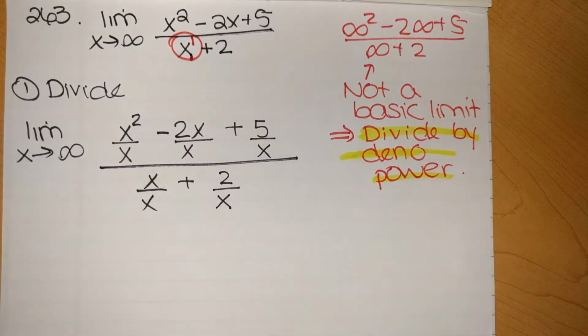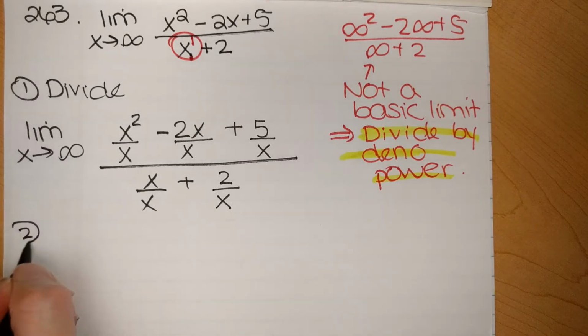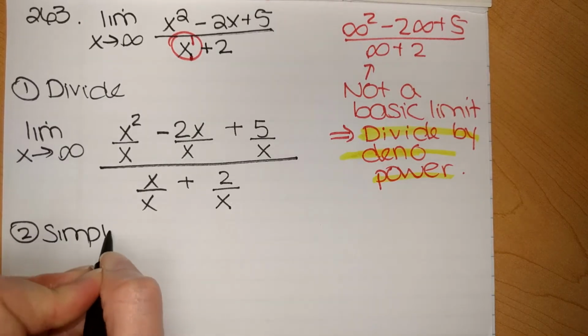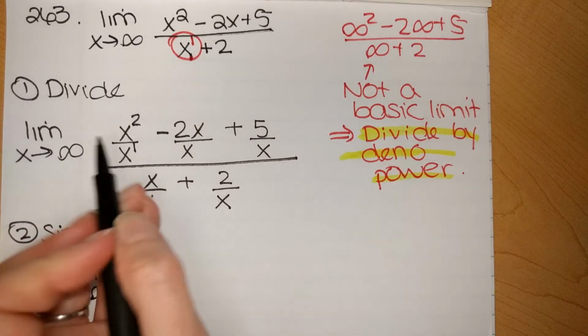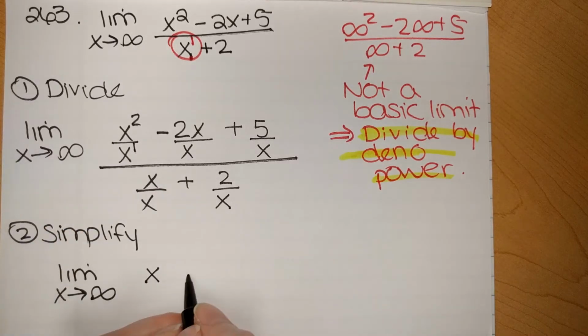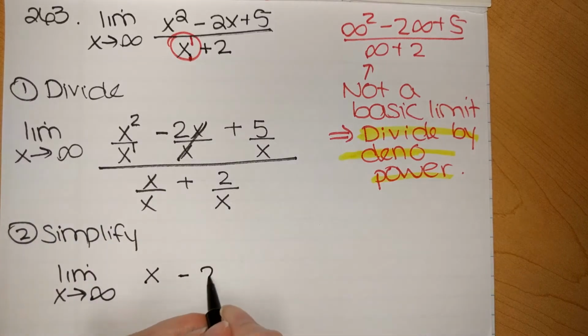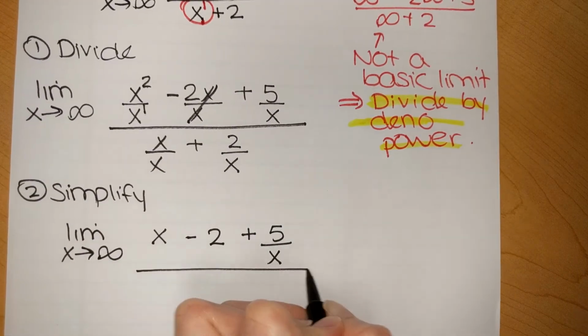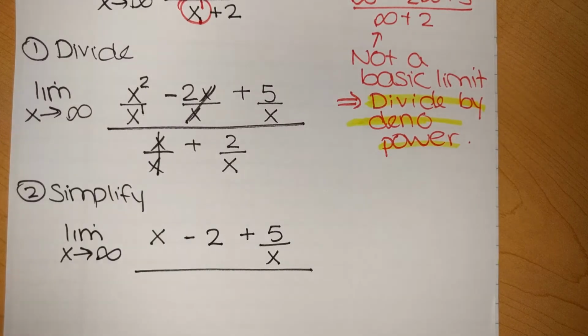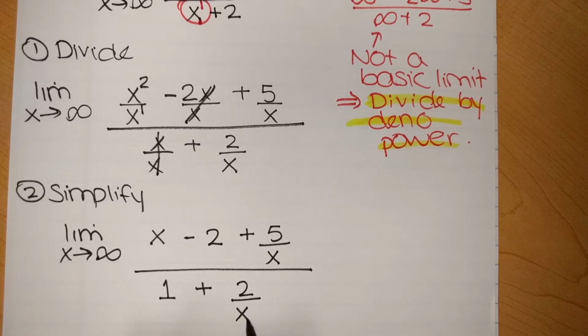The whole point of dividing by this highest power in the denominator is that hopefully when we simplify, we will see that things are now looking like some of our basic limits. If I simplify, I'm going to subtract the exponents. So x squared over x will just give us x, minus, these x's cancel out, plus 5 over x over these x's cancel to 1, plus 2 over x.